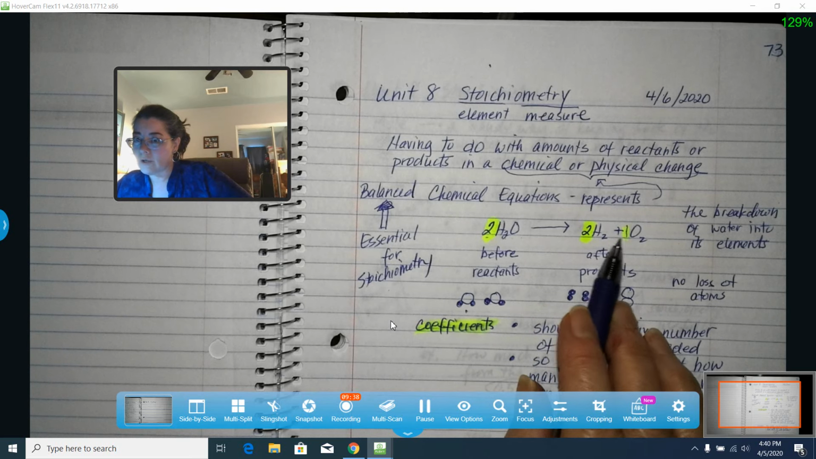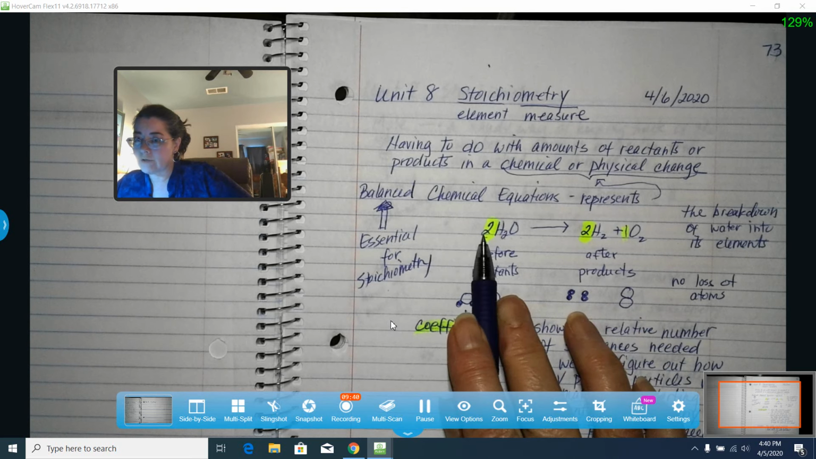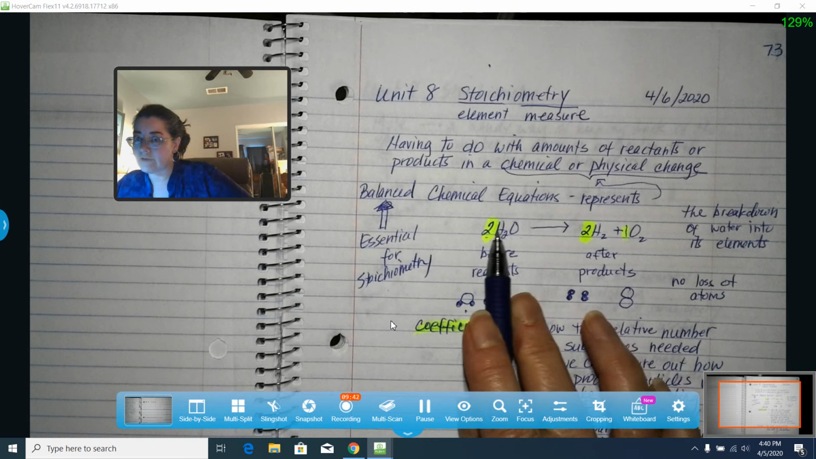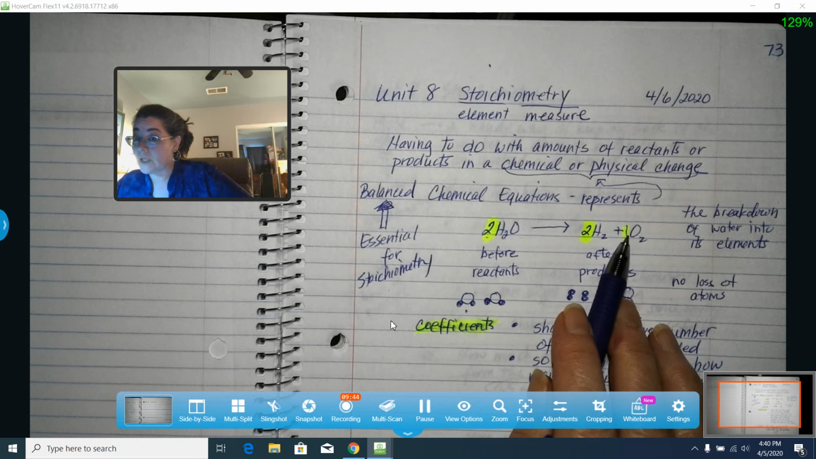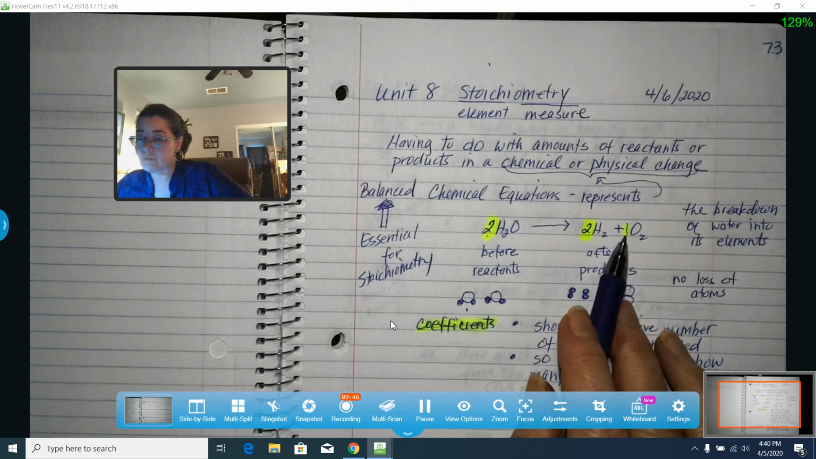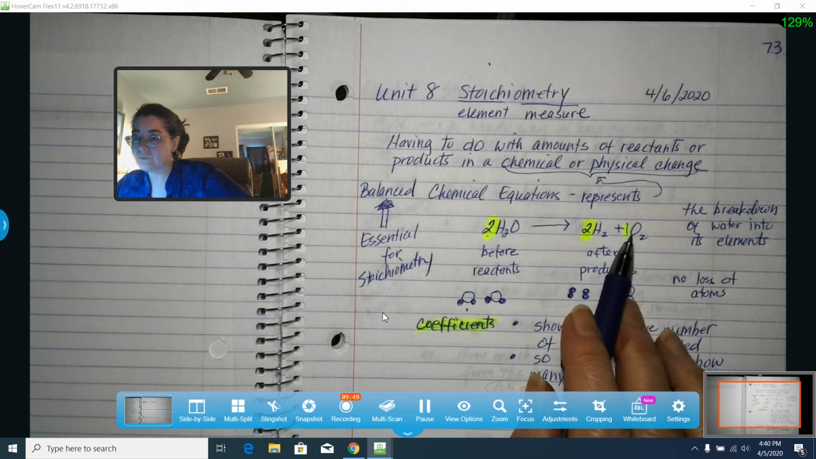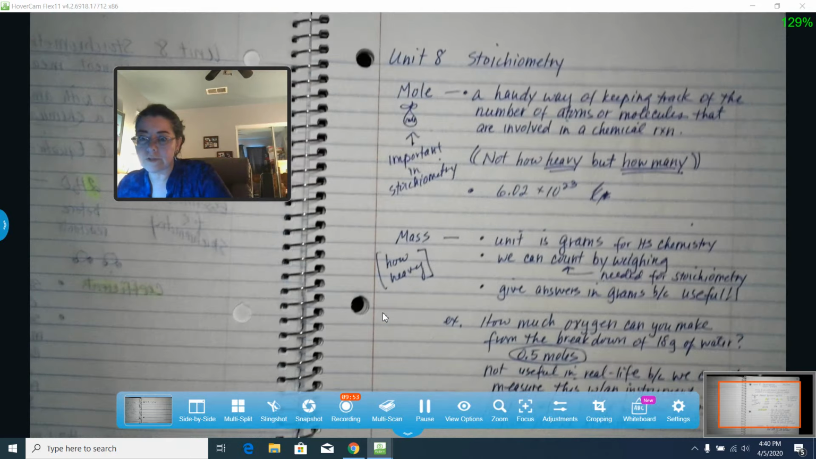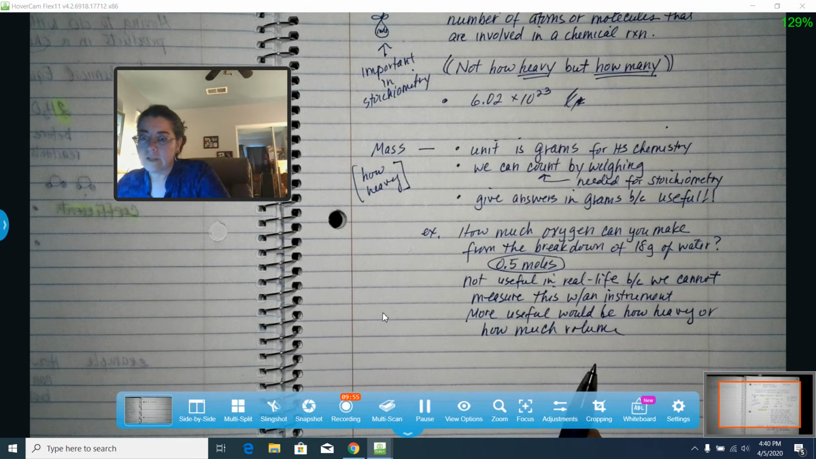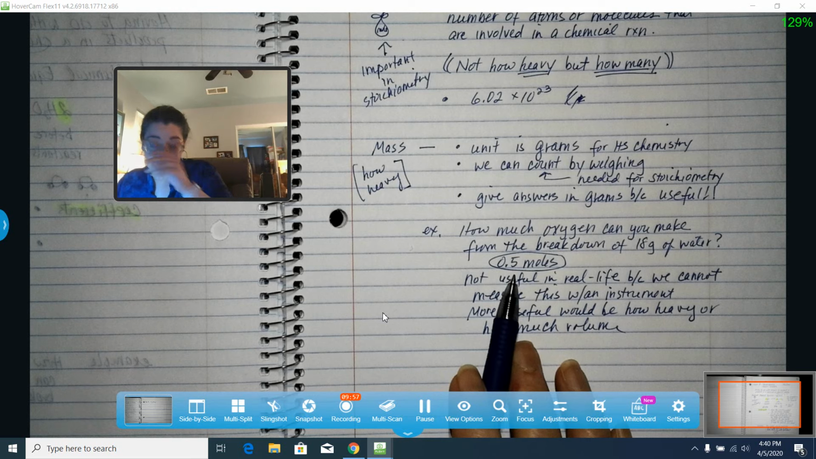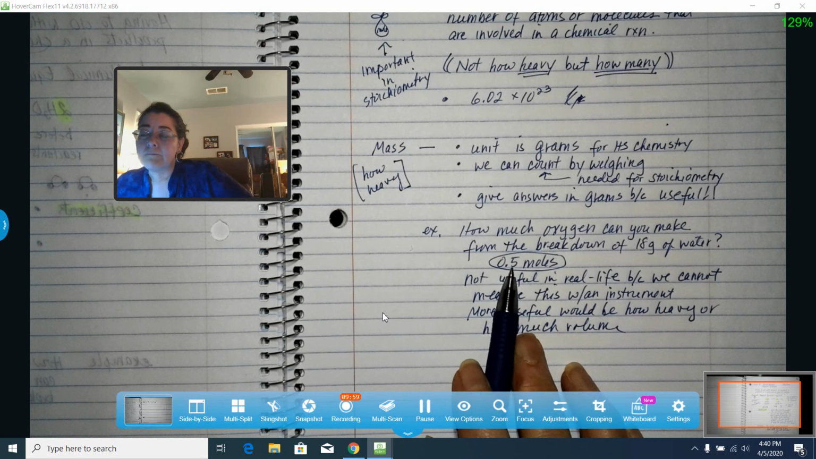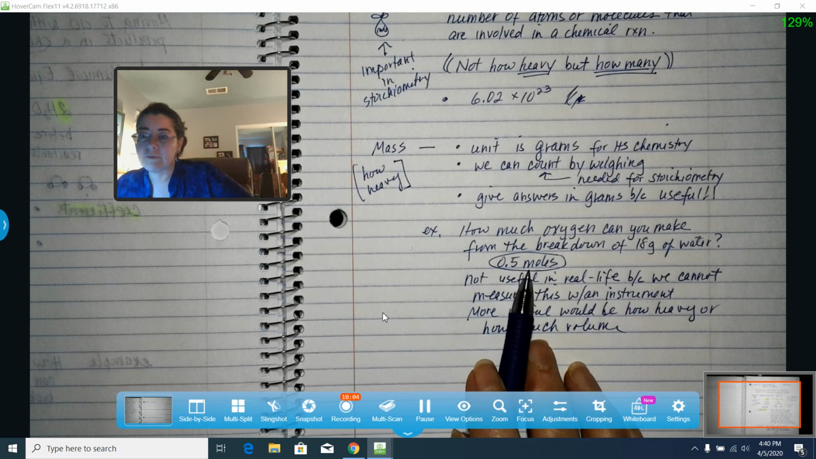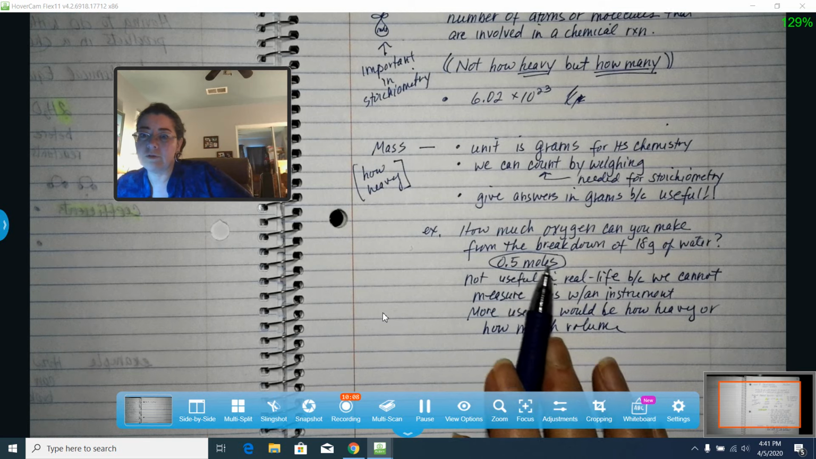So how much oxygen can I make from it? Well, it's a 1-to-2 ratio, right? This is half of that. So then I make 0.5 moles of this stuff. Okay, and that's what I put here, 0.5 moles. Oh, geez, I forgot to do this. Okay, 0.5 moles. And that's not useful. You can't go out and say, okay, get me a container that can hold 0.5 moles. You don't even know what that is.